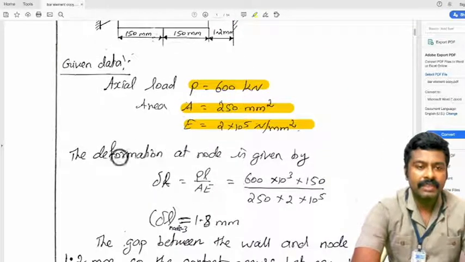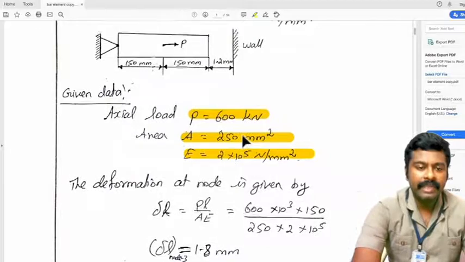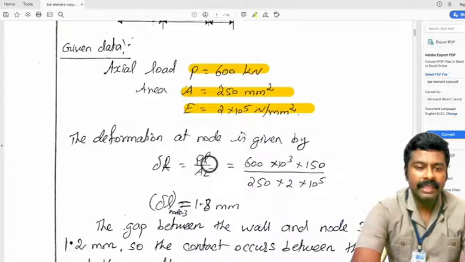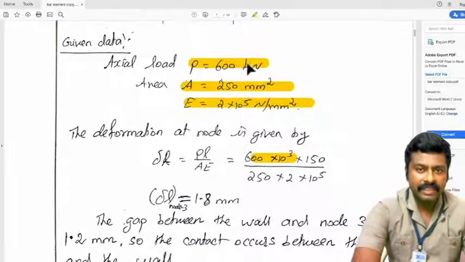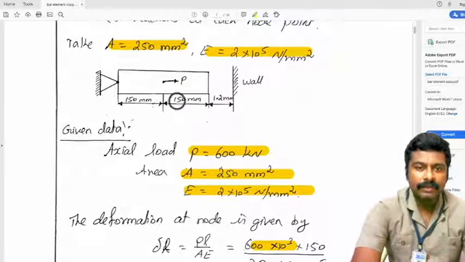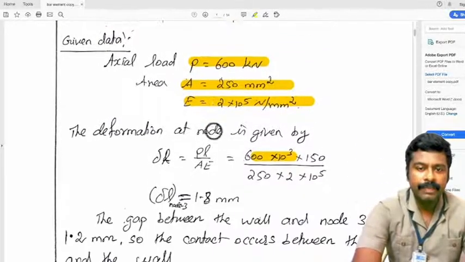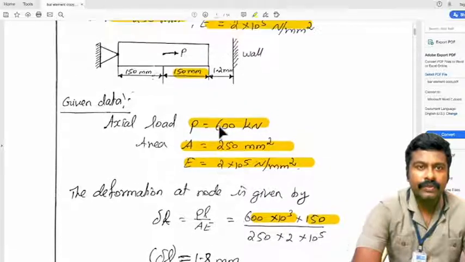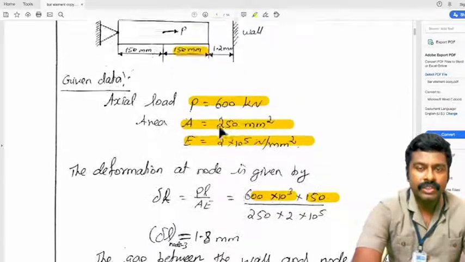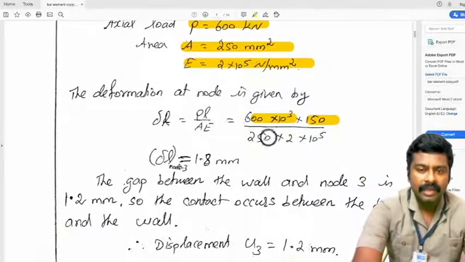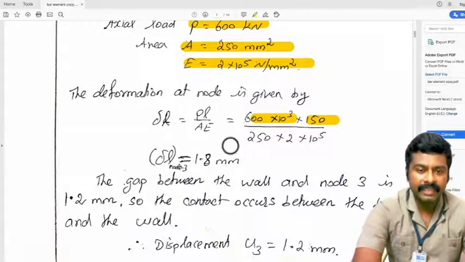The deformation at the node is given by del L equal to PL by AE. P equal to 600 into 10 cube. 600 kilonewton means, kilo means 10 cube, therefore 600 into 10 cube. Length L equal to 150 mm, this side 150 mm, area 250 mm square, Young's modulus 2 into 10 raised to 5. Simplify these values, and the value yields 1.8 mm.